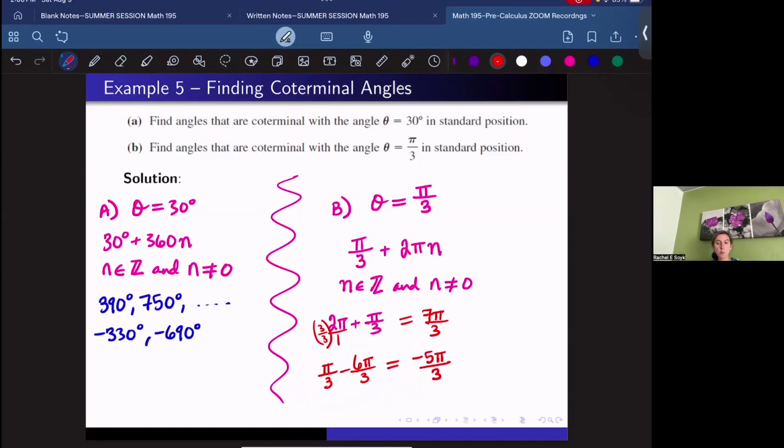And then if you keep subtracting 2 pi, you'll continue to get coterminal angles. So that's where the dots keep going. And that's it.